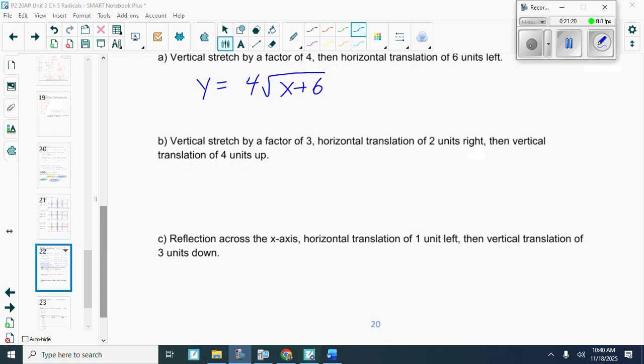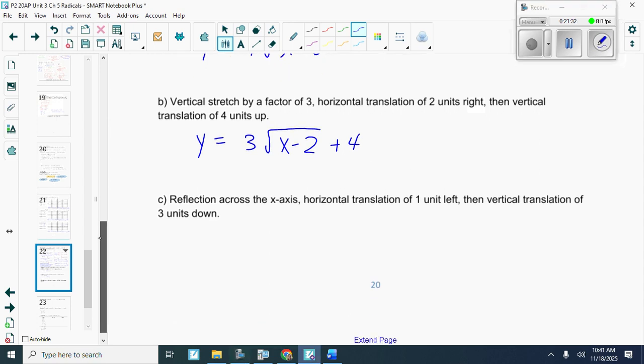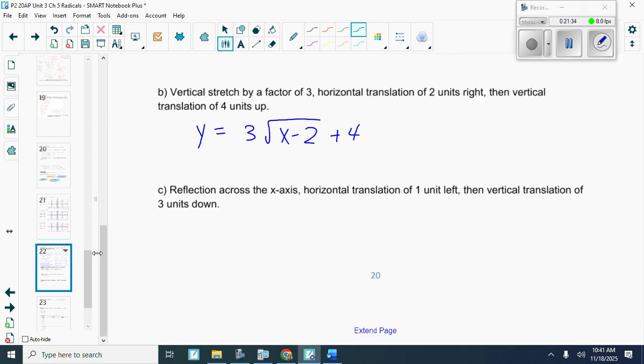All right, vertical stretch by a factor of 3. Horizontal translation, 2 units right. And a vertical translation, 4 units up. Okay. See, reflection across the y-axis. That's your negative. Horizontal translation, 1 unit left. And then a vertical translation, 3 units down.